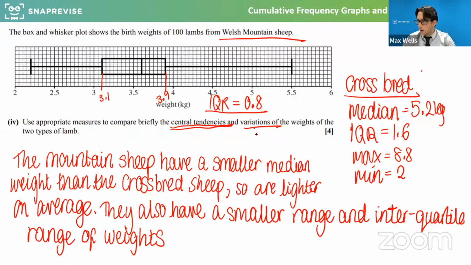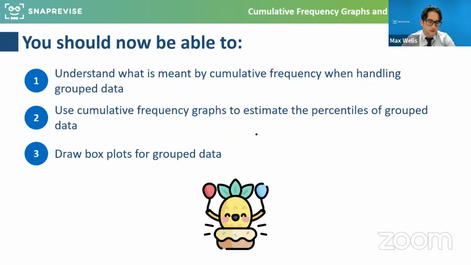Good. So hopefully from what we've done there, we've looked at understanding cumulative frequency with group data specifically, because that's very likely how it's going to come up. We've also used the graphs to estimate percentiles of group data. And this is something you could be asked to comment on. These comment questions are really important.